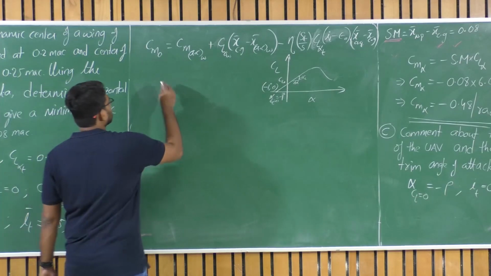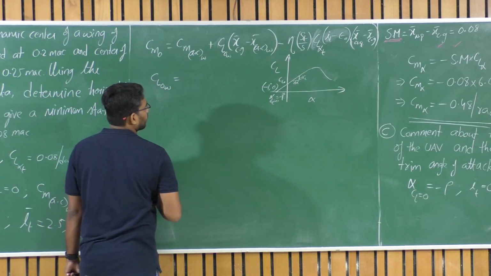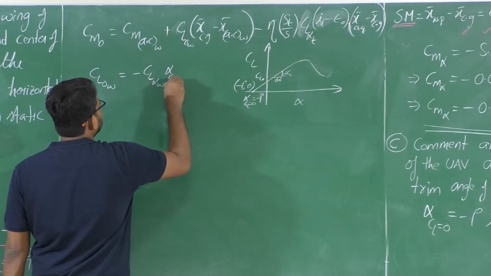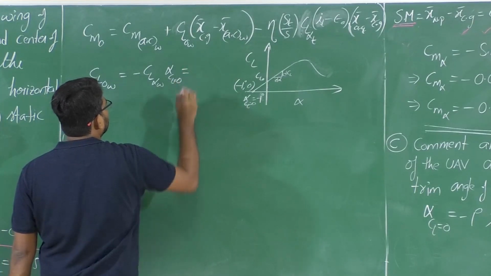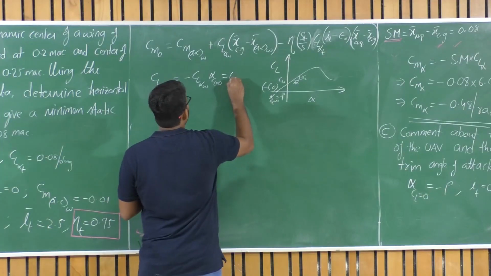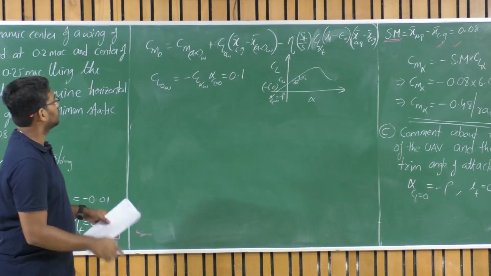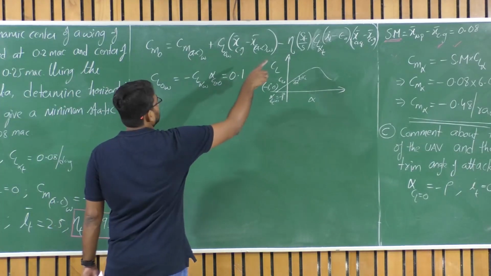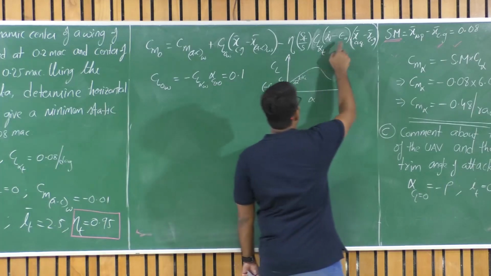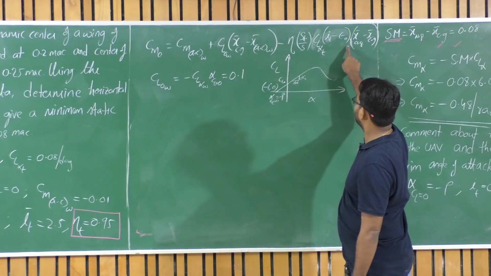By using the definition of slope, I can find CL naught of the wing equal to minus CL alpha of the wing times alpha at which CL is equal to 0. So this is approximately 0.1. Now substitute this 0.1 here. From the given data, i_t is 0 and epsilon naught is 0.